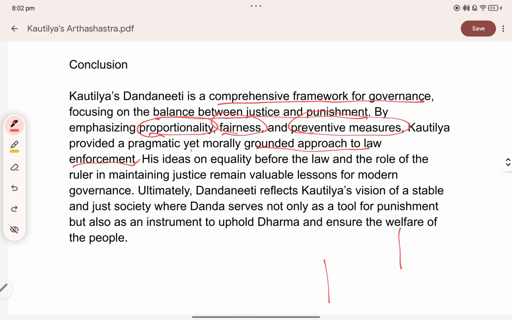His ideas on equality before the law and role of ruler maintaining justice remain valuable lessons for modern governance. Ultimately, Dandaniti reflects Kautilya's vision of a stable and just society, where Danda serves not only as a tool for punishment but also an instrument to uphold dharma and ensure the welfare of people. Right? With this, we come to the end of our first question.